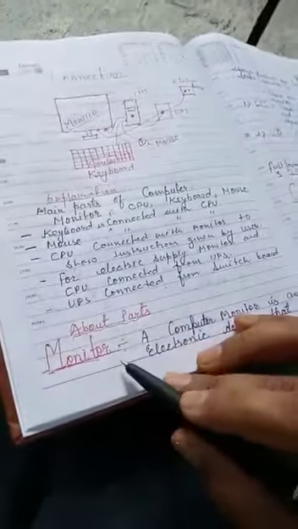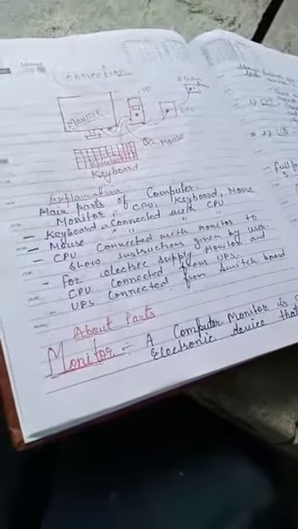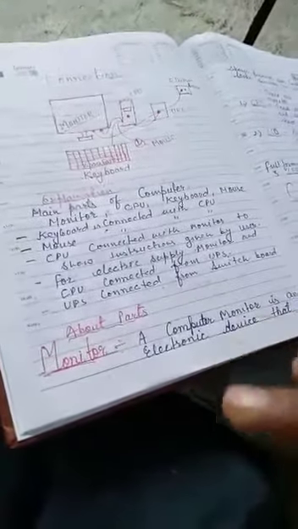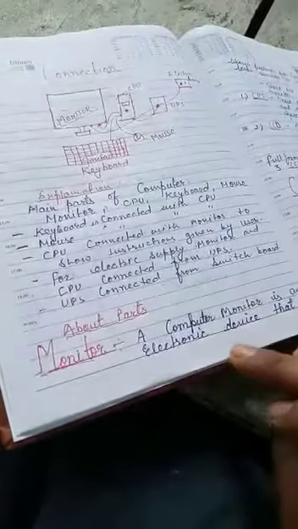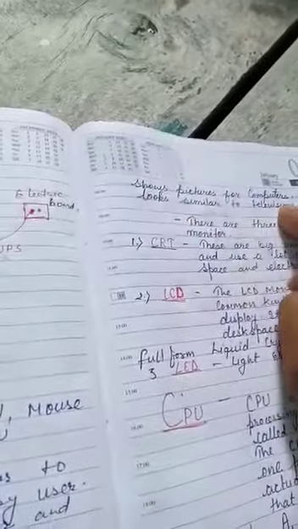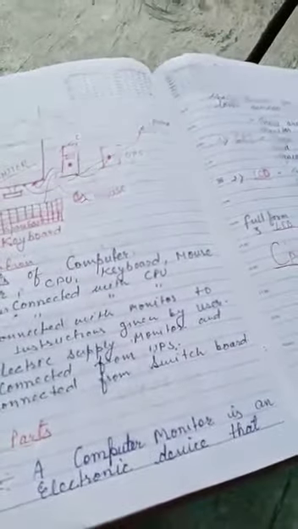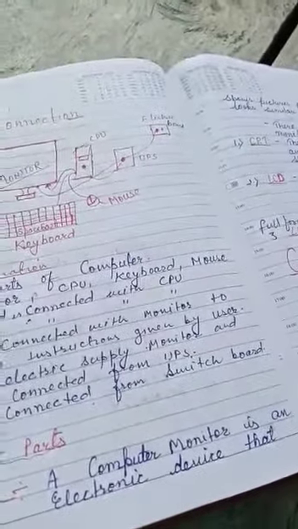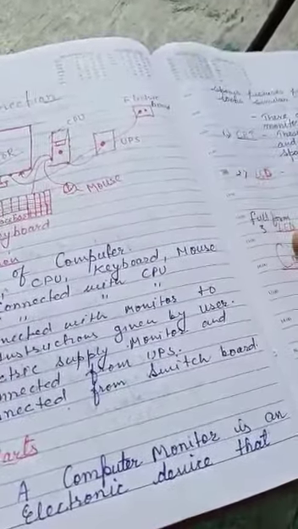Next point is monitor. I want to explain in an easy way what is the work of monitor. What is monitor? A computer monitor is an electronic device that shows the computer's output, and it looks similar to the television. That means whatever work we are performing, whatever instruction we are giving to the computer, it shows on your monitor. There are three types of monitor: CRT, LCD or LED.